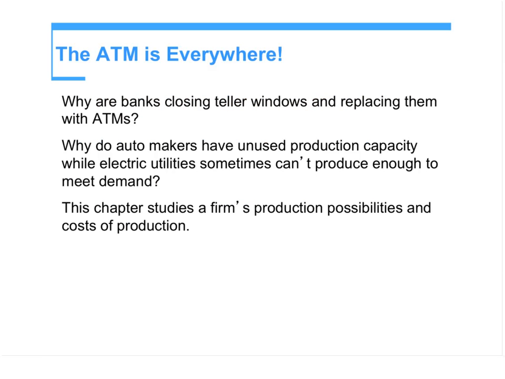The ATM is everywhere. Why are banks closing teller windows and replacing them with ATMs, automatic machines? Why do automakers have unused production capacity while electric utilities sometimes can produce enough to meet the demand? This chapter studies the firm's production possibilities and cost of production.